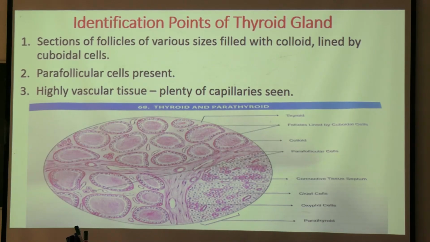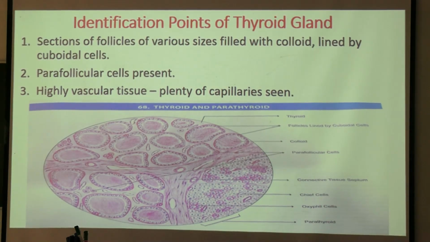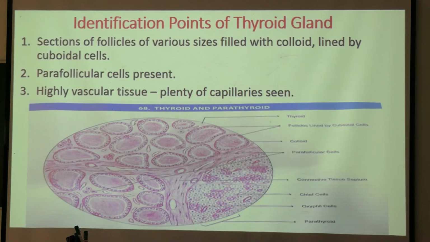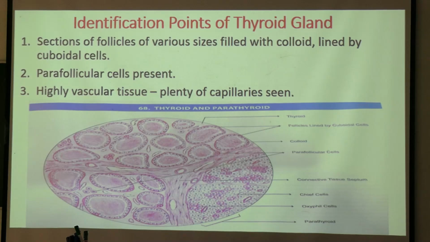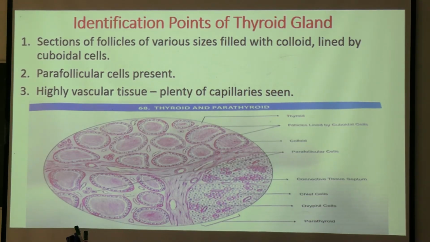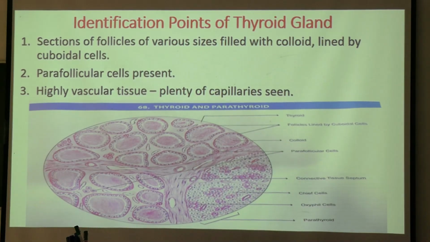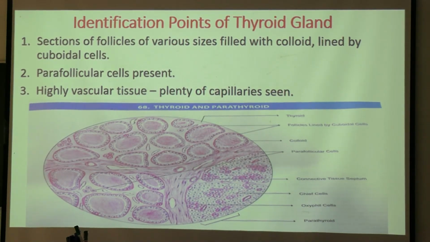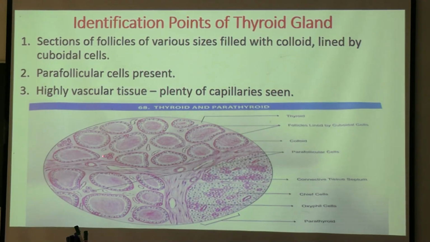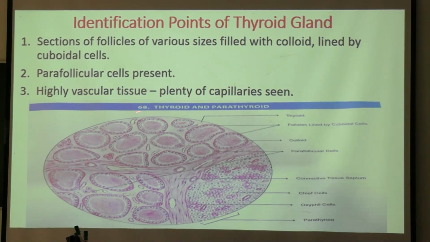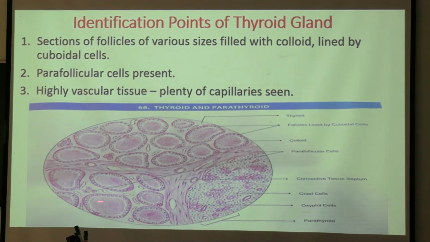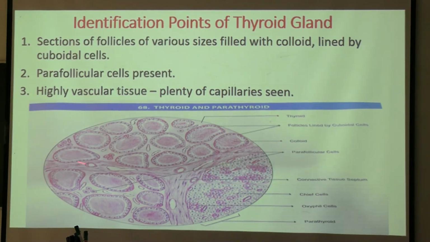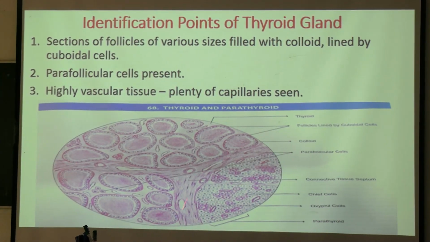So you write down these two points in your histo copy and draw a schematic diagram, this diagram, in your copy. So this is how to identify thyroid gland: sections of follicles of various sizes filled with colloid and lined by cuboidal cells. Parafollicular cells are present. These are the parafollicular cells. These are the follicles lined by cuboidal epithelium, and within the follicles this is thyroid colloid, and these are the septa.